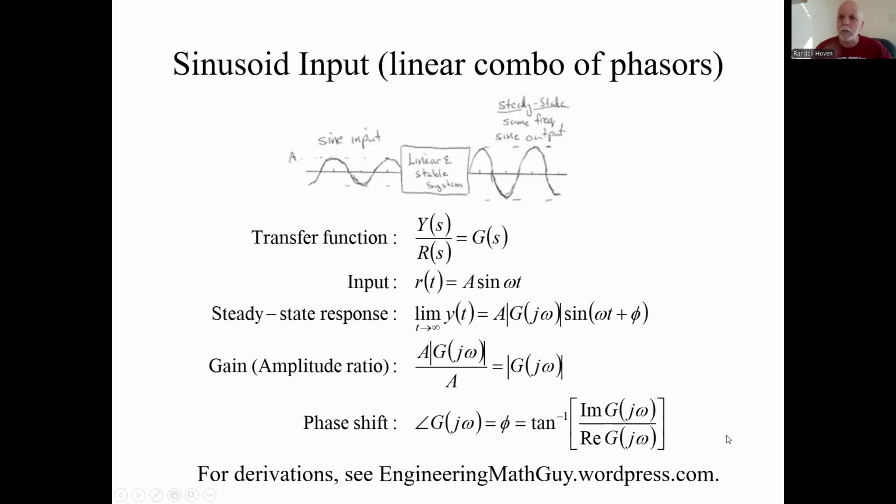We're not going to go much beyond that in this course, but that's all pretty interesting. For more, again, see my control systems. And for more derivations, go to my website.